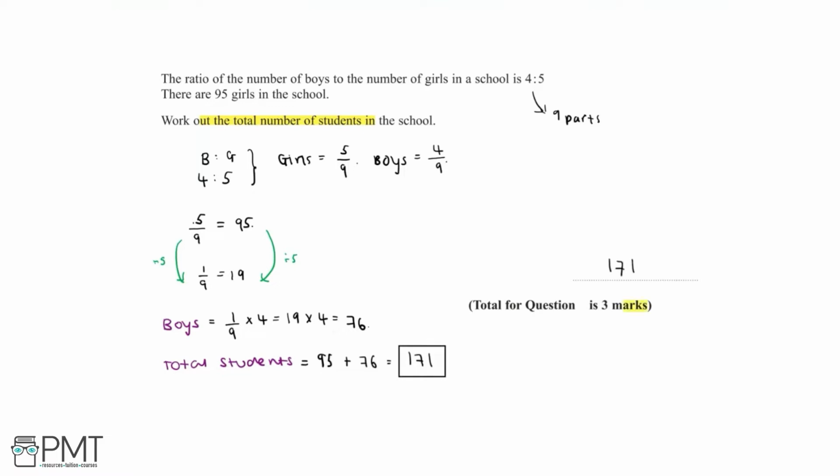Now this question is worth 3 marks, so let's take a look at where these marks are allocated. We get the first mark for finding 1/9, which we said was equal to 19. We get the second mark for a process of using this value in order to find the total number of boys. And finally, we get the third mark for finding that the total number of students is equal to the total number of girls plus the total number of boys, which will leave us with the final correct answer of 171 students, allowing us to achieve the full 3 marks needed in this question.